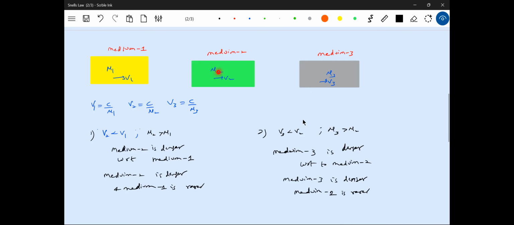Compared to medium 3, medium 2 will become rarer. So medium 2, if I compare with medium 1, will become denser. If I compare with medium 3, it will become rarer. So like this, a given medium, we can say denser or rarer with respect to some other medium.